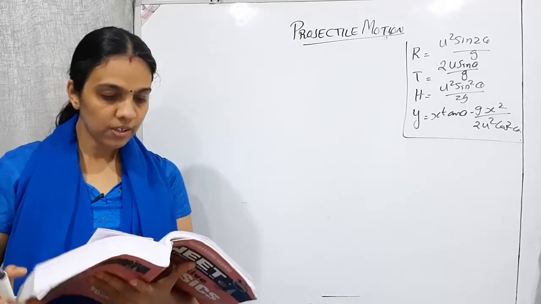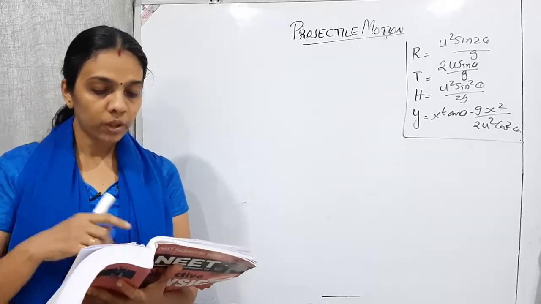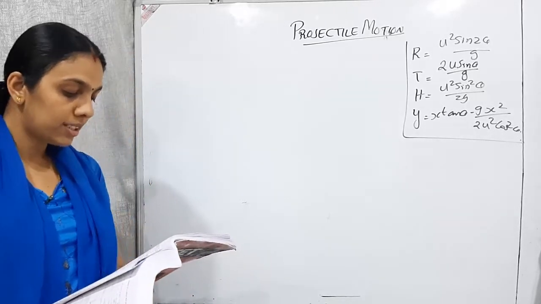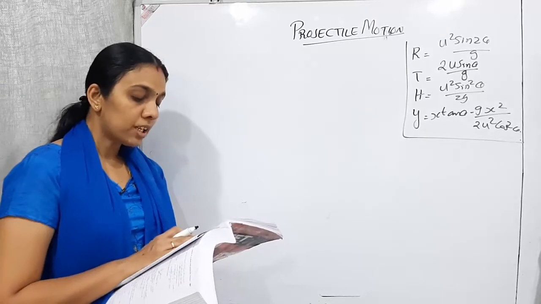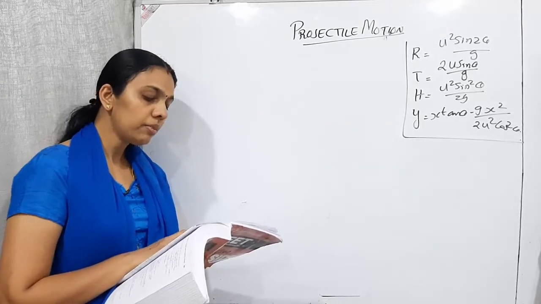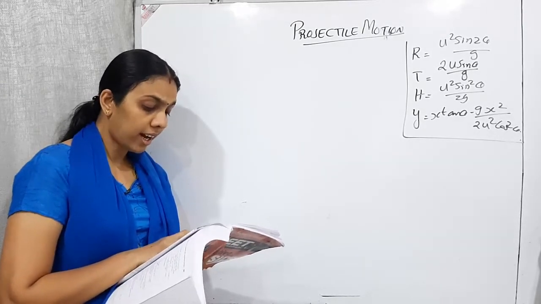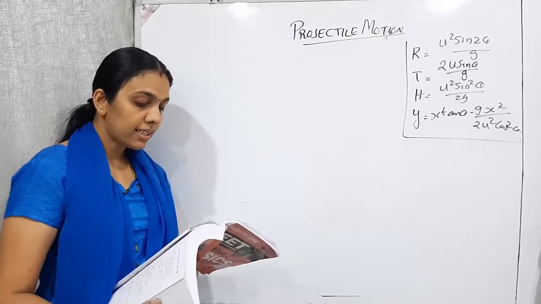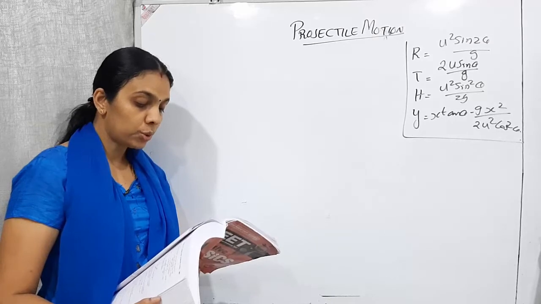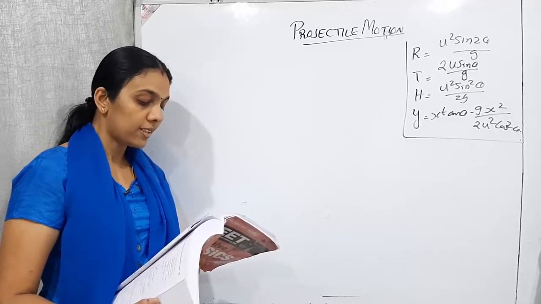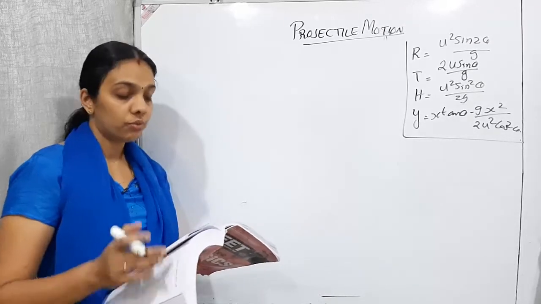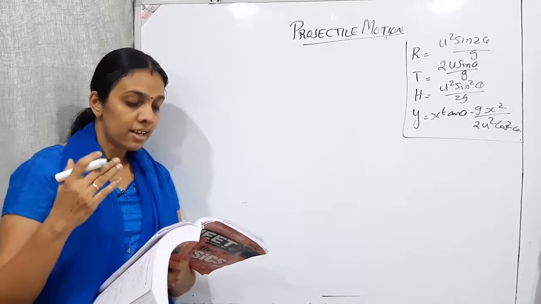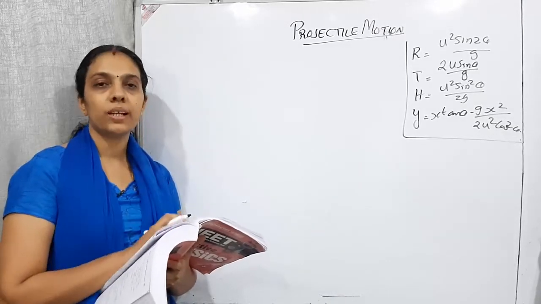Today's first question is: an aeroplane moving horizontally with a speed of 720 km per hour drops a food packet while flying at a height of 396.9 meter. The time taken by the food packet to reach the ground and its horizontal range is. The time required for the packet to reach the ground, and the horizontal range, we need to find out.